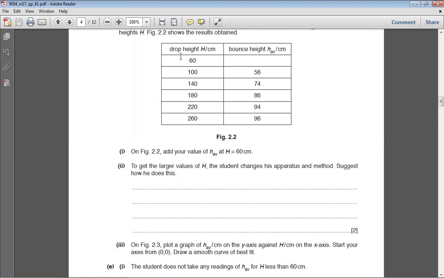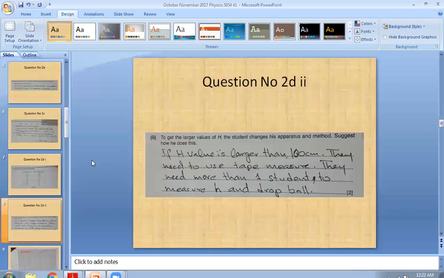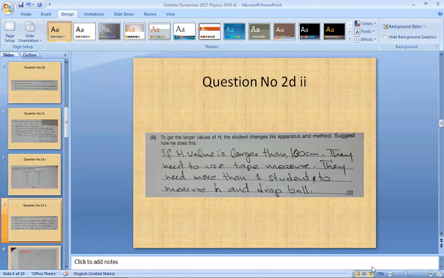These values are maximum up to 60. These values are maximum up to 96, almost 100. So we have to prepare a grid and then draw a smooth curve. So these are the coordinates. Okay, so let me show you. So here we go.